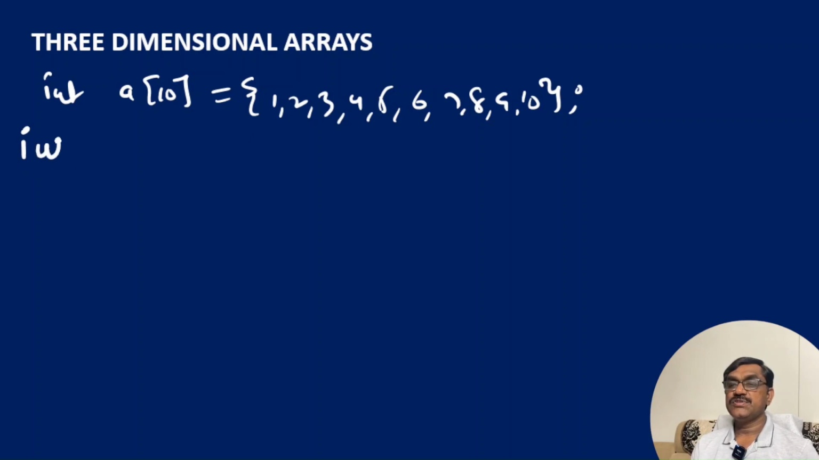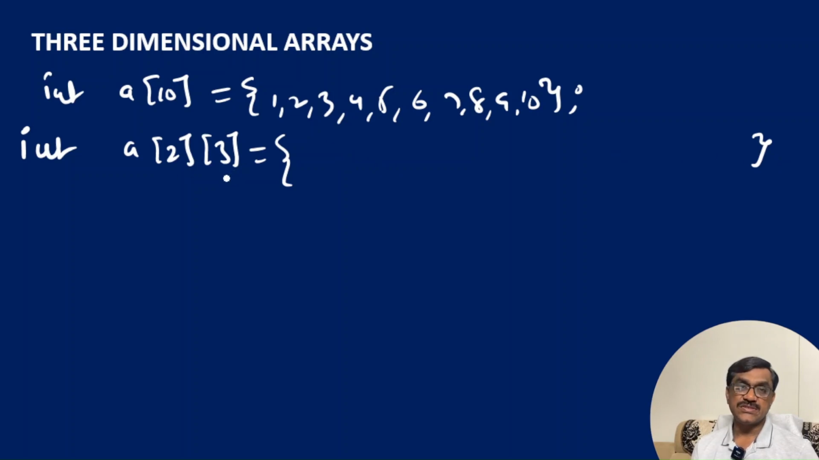When you take a two-dimensional array like this, integer a of 2 of 3, how do we initialize it? Directly we can write the values here like a one-dimensional array. 2 times 3 is 6, so 6 elements you have to enter. Assume 1, 2, 3, 4, 5, 6. So directly we can enter the elements like this.